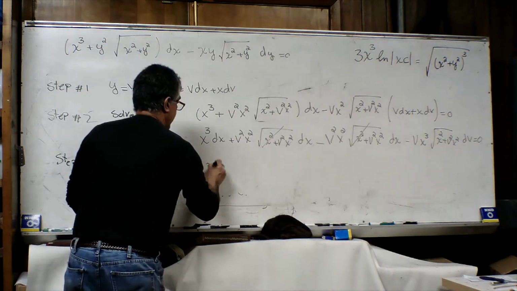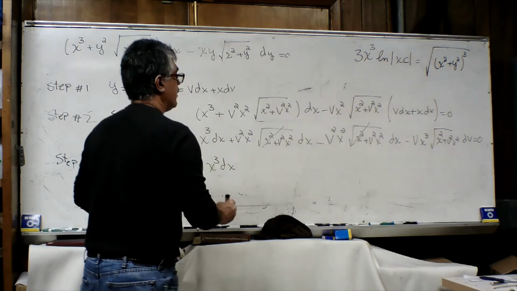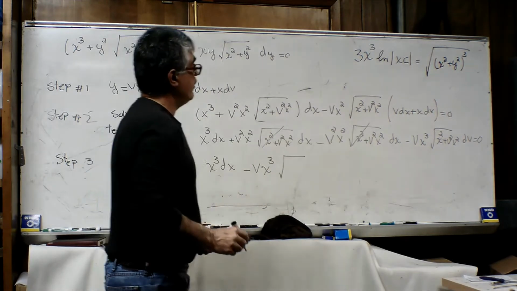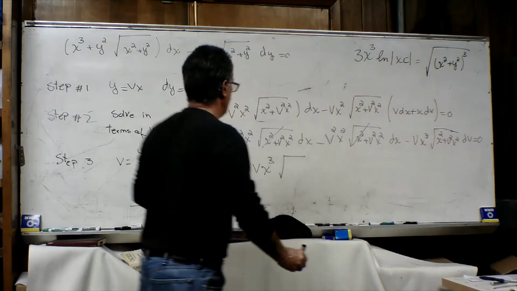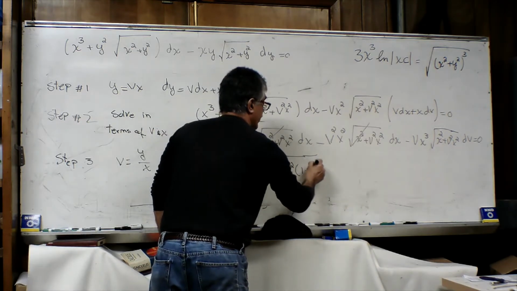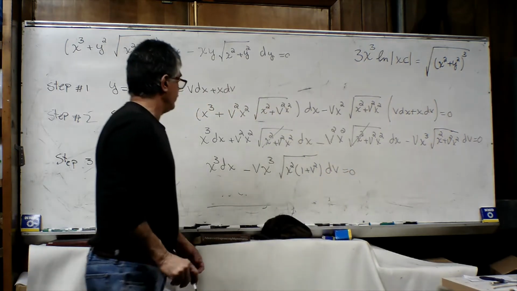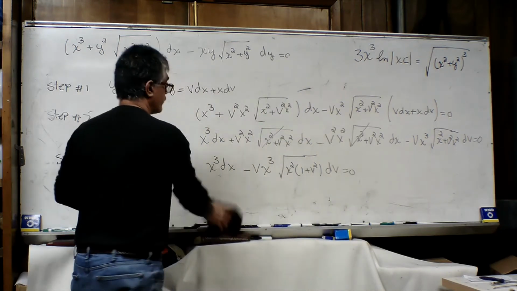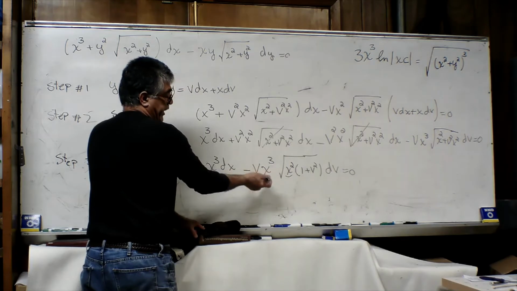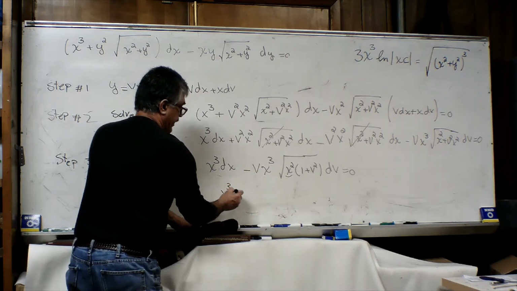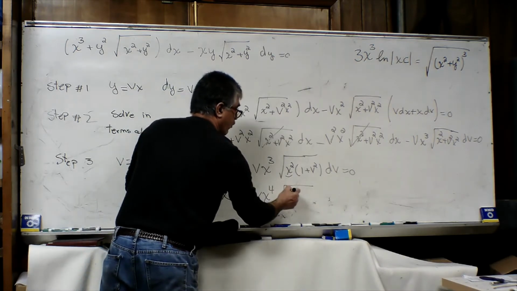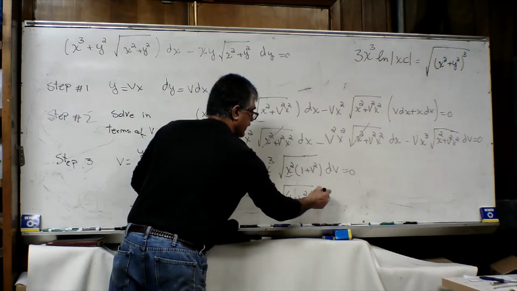So we are going to have x cubed dx minus v x cubed multiplied by the square root of, let me write this portion under the square root as x squared multiplied by 1 plus v squared, dv equal to 0. Now, we can bring this x squared out of the square root, it will be x, and multiply it by that x. So we are going to have x to the power 3 dx minus v x to the power 4 multiplied by the square root of 1 plus v squared dv equal to 0.